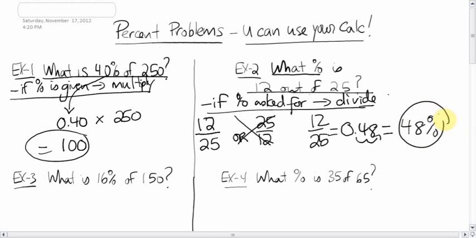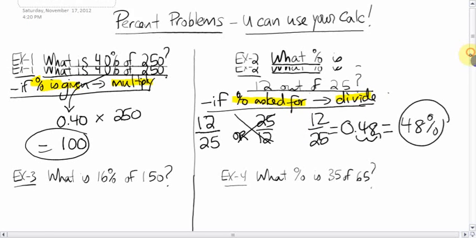It sounds about right. Half of 25 is 12.5, and 12 is a little bit less than that. It should be a little bit less than 50%. That's a little bit less than 50%, 48. So, really simple. If percent is given, you multiply. If percent is asked for, you'll divide.